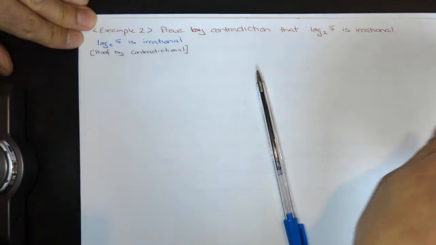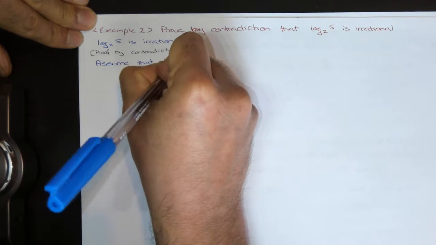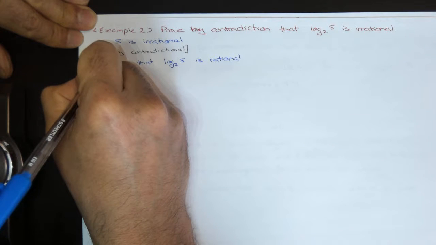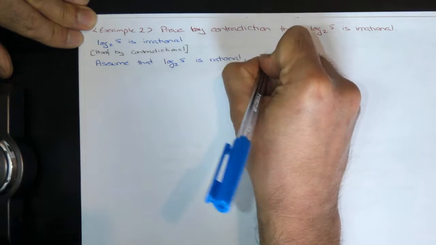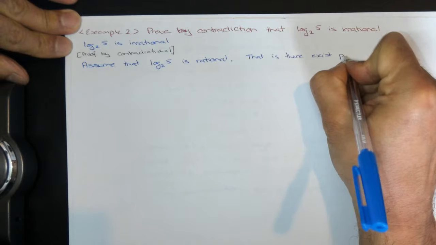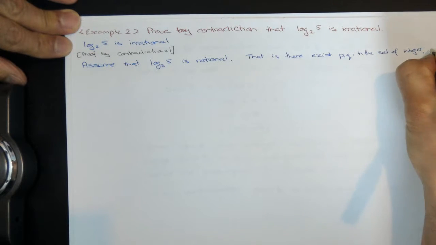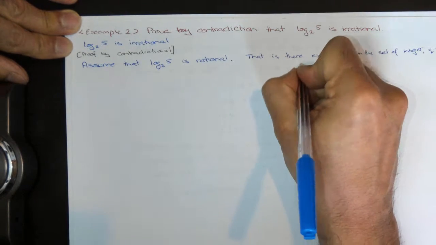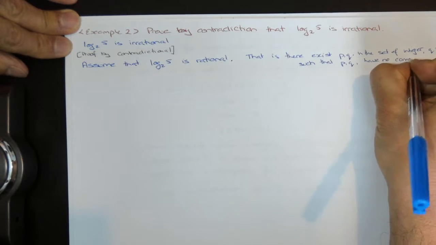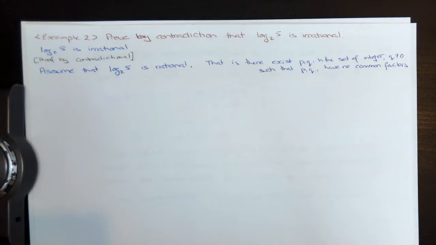So the first thing we're going to do is assume that log base 2 of 5 is rational. That is, there exists P and Q in the set of integers, Q can't equal 0, such that P and Q have no common factors. So as you can see, this part is the same as the square root of 2 being irrational.